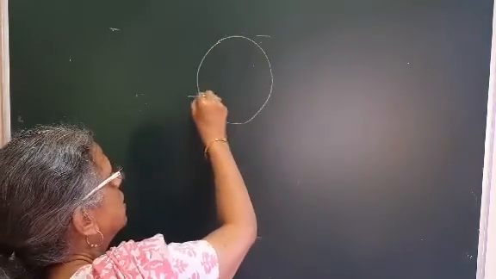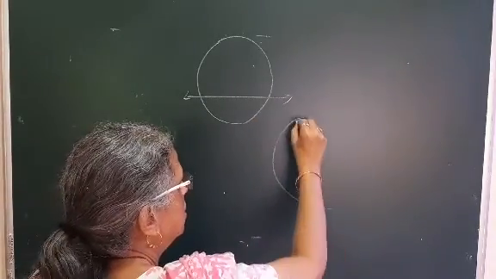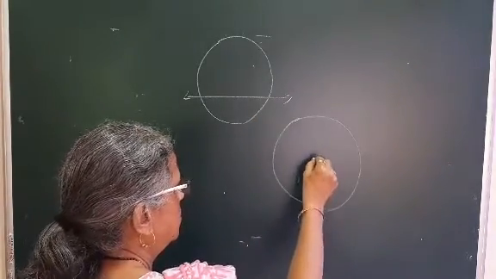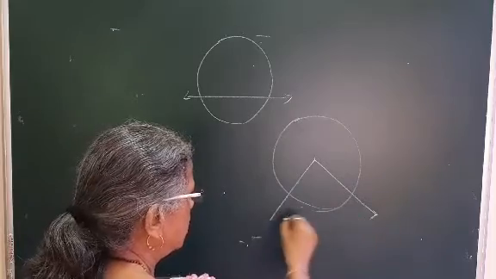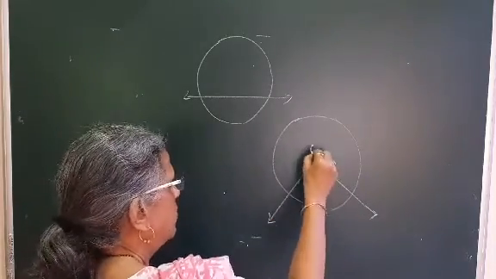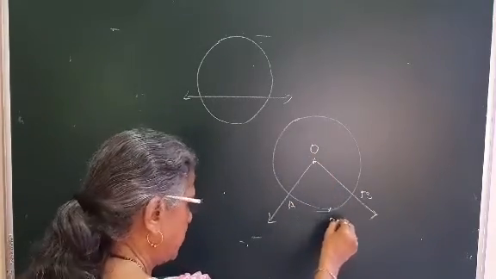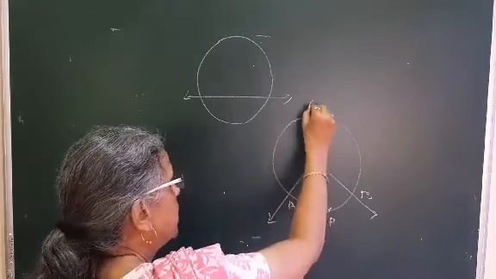So due to the secant, two parts are formed, and due to the central angle, that is the angle whose vertex is the center of the circle, is known as the central angle. So they have labeled this as O, A, B, and this is P. Followed? And this is part Q.